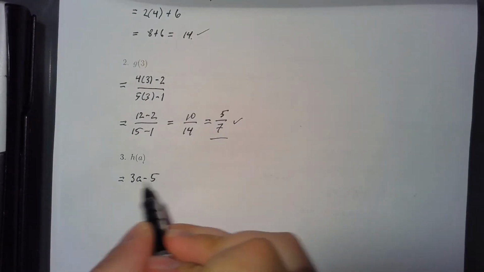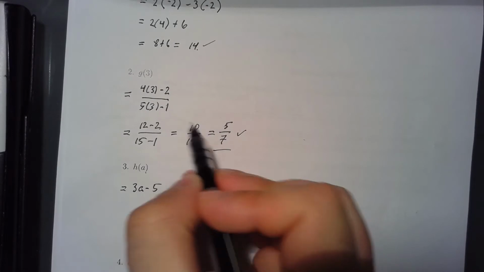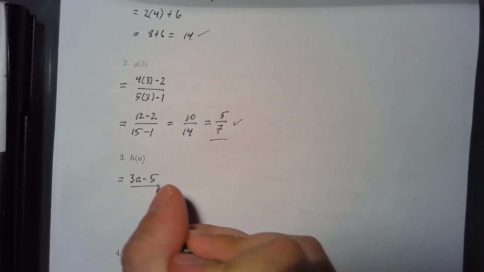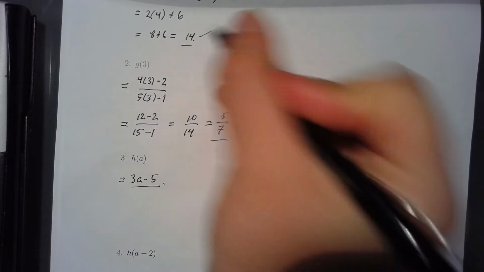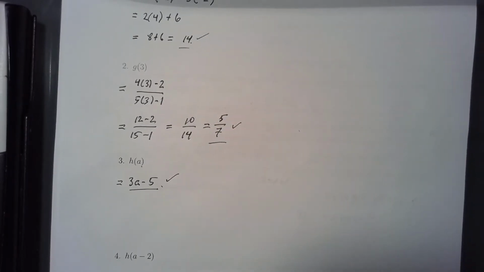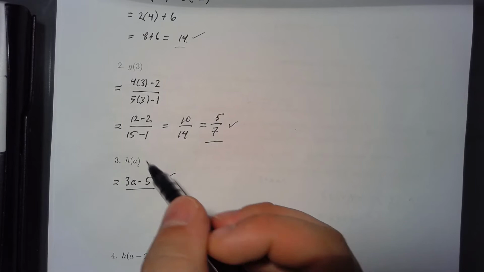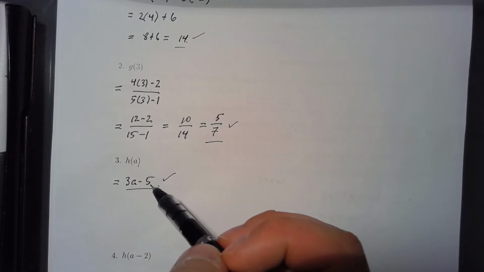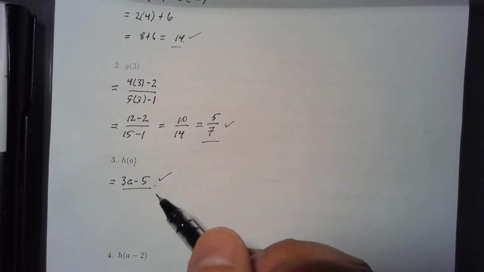I can't do anything with that. I can't add or subtract or anything. This is just an expression. So that's it. I'm done there. Whenever you plug in something to a function, you're just evaluating it. There's nothing to evaluate here, so I'm done. I'm not solving for anything. I'm just evaluating.